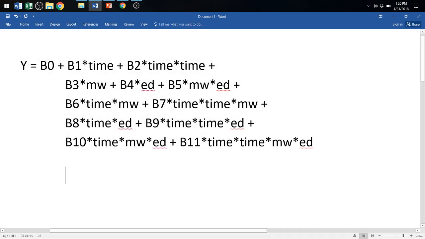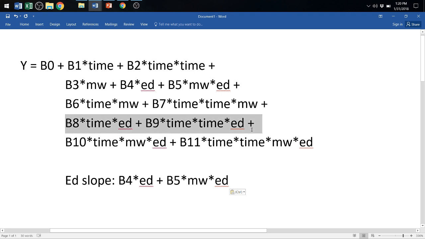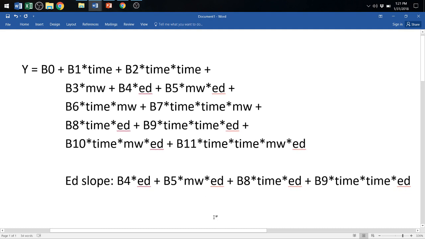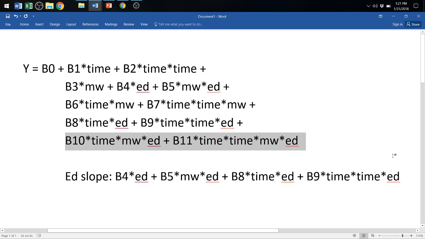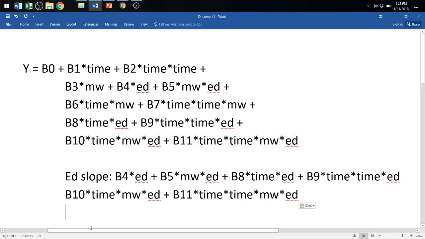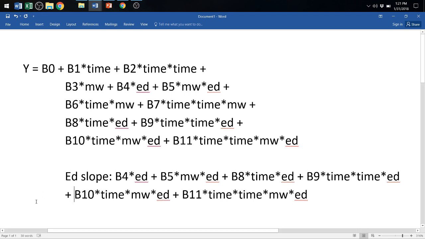So if I were to ask for, say, the education slope for a woman at a particular time period, for instance. So if what I want to know is the ed slope, I need to pull out of this equation everything that has to do with education. So here's one. Not that one, not that one. I need these ones. And I need these ones. So if I'm estimating the ed slope, I need everything in the model that has to do with the ed slope. None of the terms that don't include education.